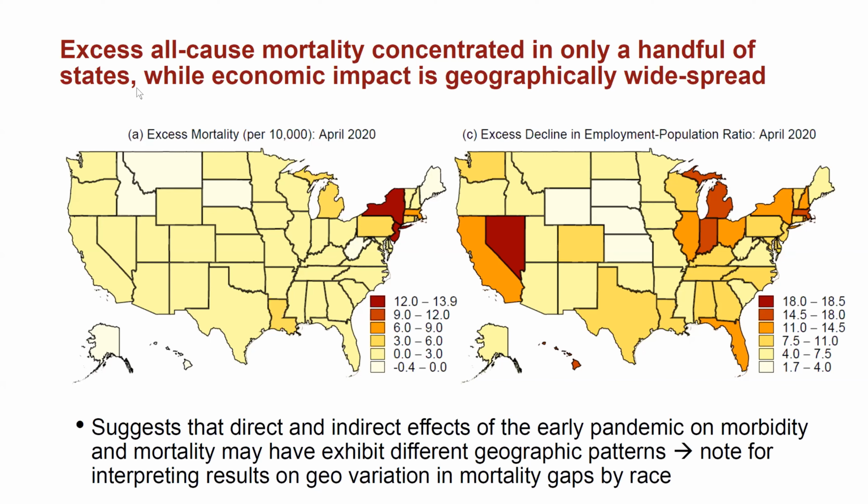So why am I showing you this map when I'm going to talk about racial disparities? Well, I want you to have this as a snapshot for when I show you the geographic variation in racial disparities in all-cause mortality, because this may be informative in interpreting these results, especially when thinking about the potential indirect effects that may be contributing to the geographic variation in mortality gaps by race.